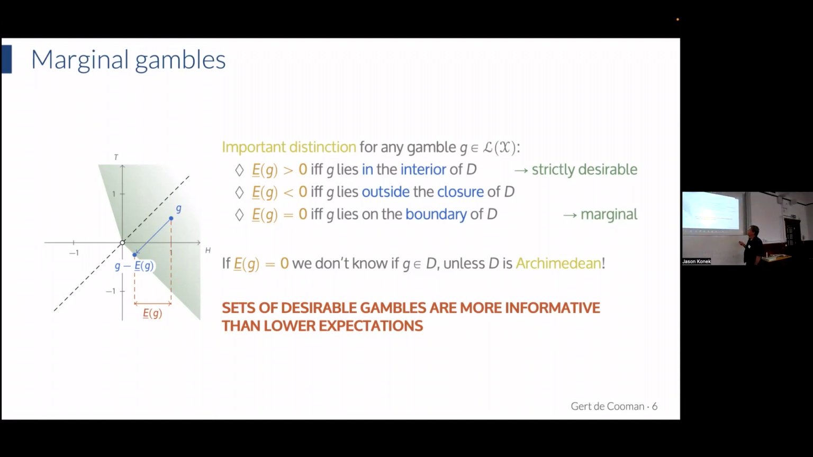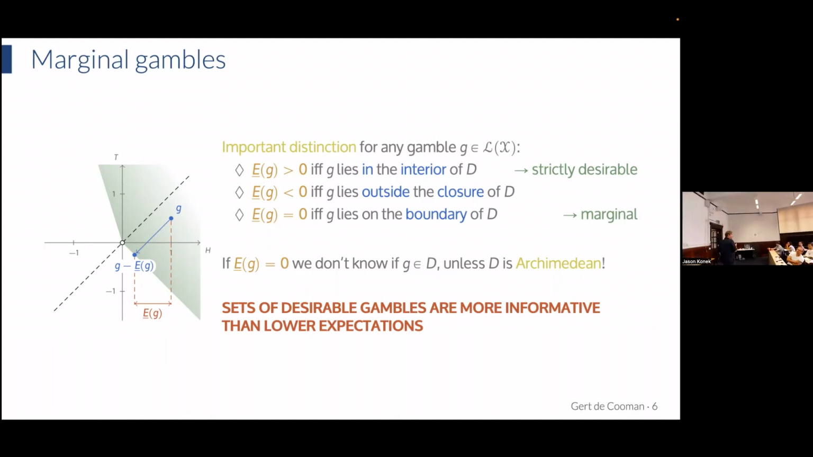So we can't know if the gamble is inside unless the border is always excluded. If the border is always excluded, if my set of desirable gambles is open, in that case I know that this will only happen if I'm outside. Otherwise, because the boundary may be excluded or not, depending, I can't tell from the lower expectation whether the gamble is inside or not.